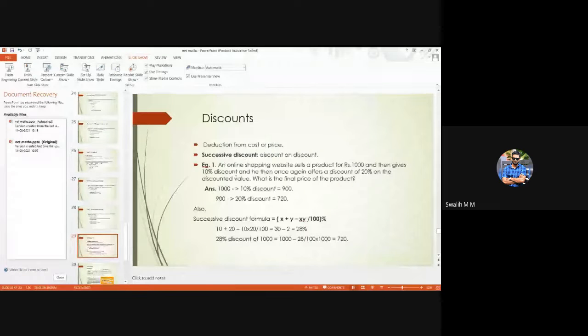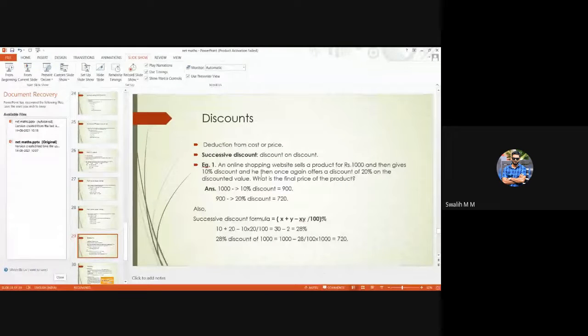For example, here the question is, an online shopping website sells a product of ₹1,000, then gives a 10% discount, then again gives a 20% discount. This is the successive discount. Successive discount also means total discount. The person is giving more than one discount again and again.